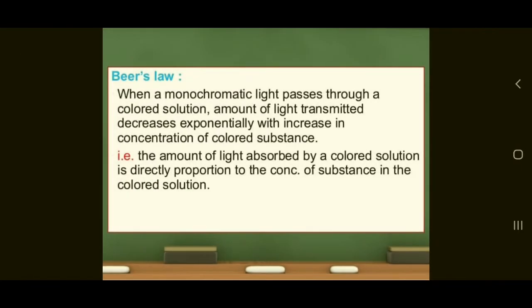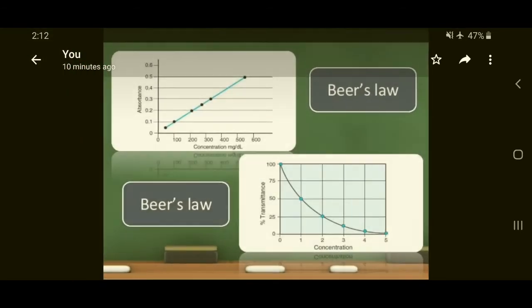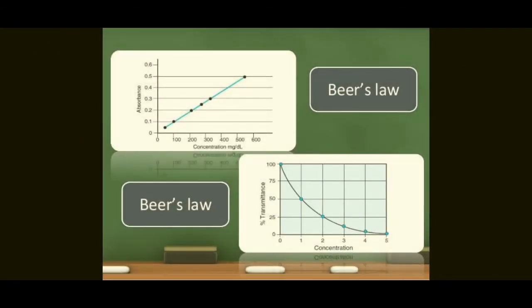Okay, so students, Beer's law is: when monochromatic light passes through a colored solution, the amount of light transmitted decreases exponentially with increase in the concentration of the colored substance. So the amount of light absorbed by the colored solution is directly proportional to the concentration of the substance in the colored solution.